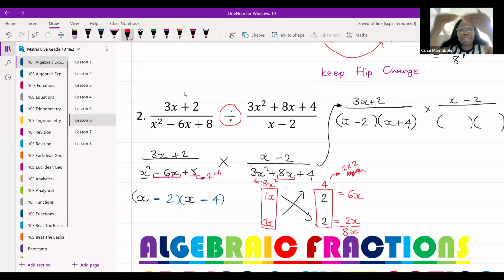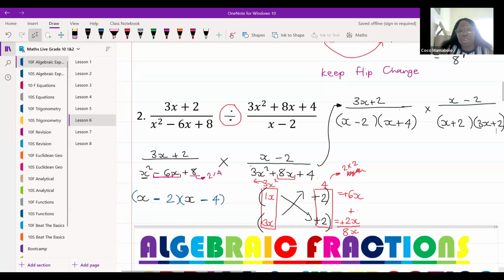I'm looking for 6x plus 2x, and that does indeed give me 8x. Now, because my 8x is positive, I need 6x to be positive, and I need 2x to also be positive. That means my sign for 2 is plus, and my sign for 2 over here is also plus. I'm going to put them in my brackets like that. So my two brackets will be x plus 2, and in my other bracket, 3x plus 2.